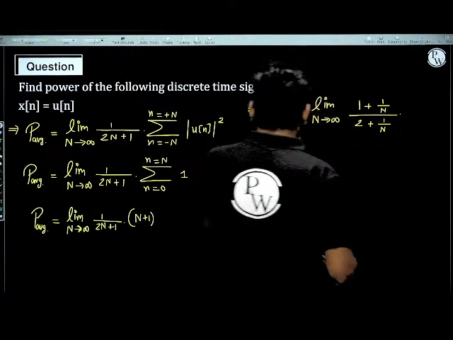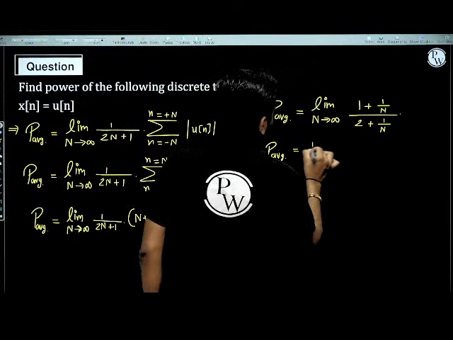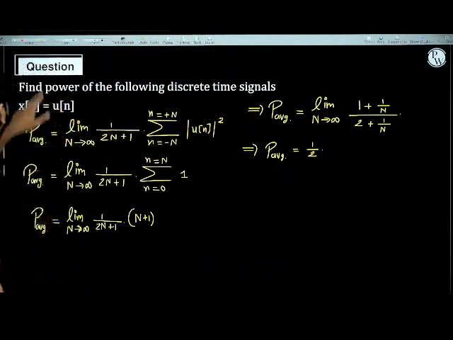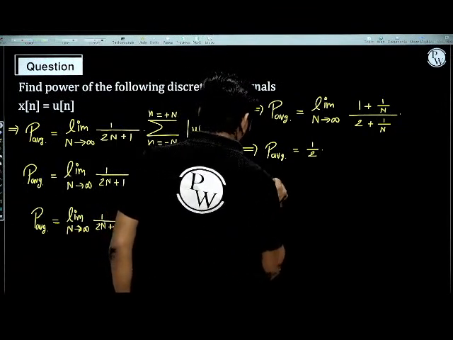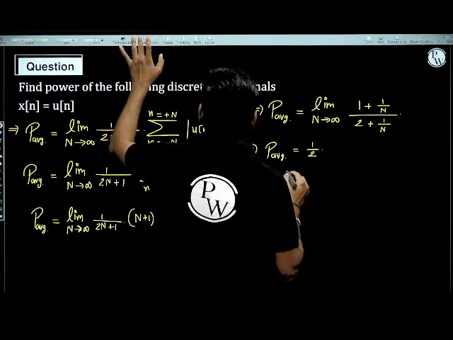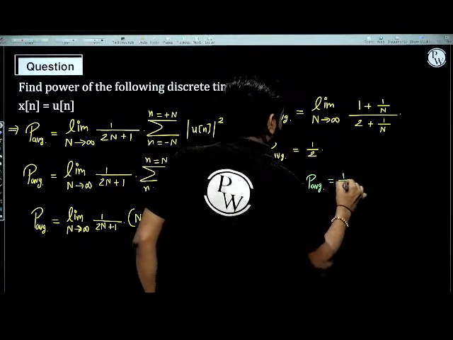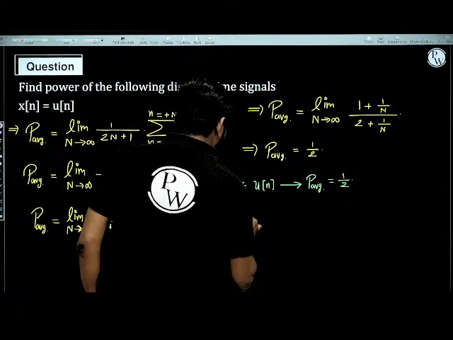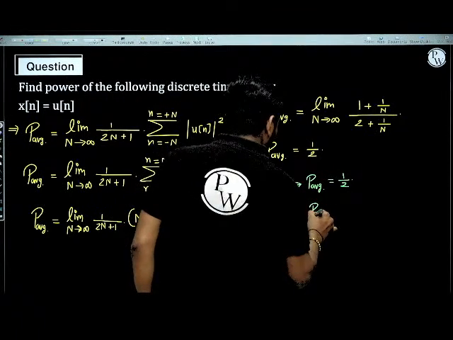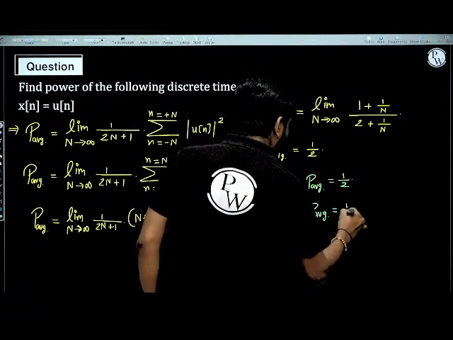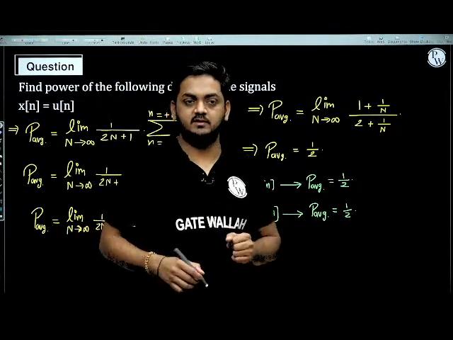Okay, fine. So what will be the average power of u of n? Average power is 1 by 2, same as u of t. If the average power of u of n is 1 by 2, then the average power of u of minus n is the same, 1 by 2, guys. Clear? Because the time reversal operation doesn't alter the power of the given signal.